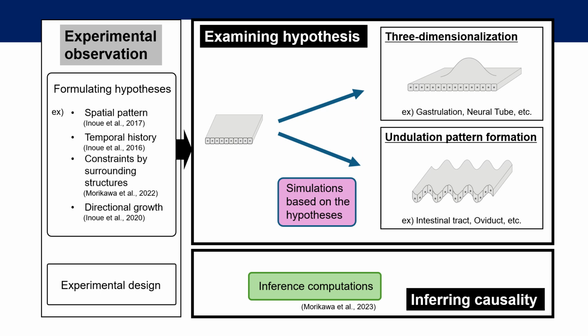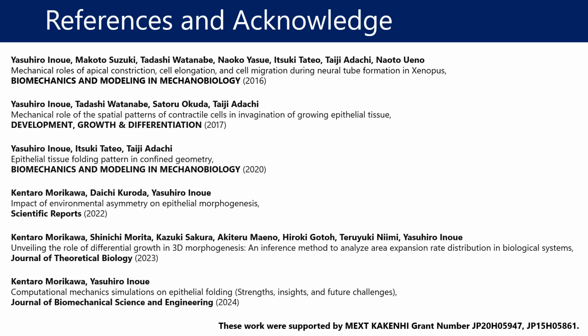When we don't have clear hypotheses, inference computations help us. This method uses shape information to infer causality. We can then test this causality through experiments and simulations. This process creates a feedback loop that improves our understanding and guides future experiments. By combining experiments, simulations, and inference, this framework helps us find new causal mechanisms and better understand the principles of morphogenesis. Thank you for your attention.